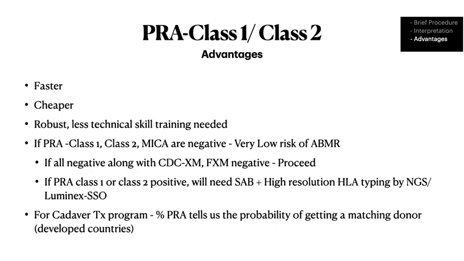So for cadaver transplant program, percentage PRA is required because it tells us the probability of getting a matching donor in future. And also in some countries they give a higher point system, so that these people have access to more number of donors, so they end up getting a transplant in a lifetime because they have antibodies against a whole lot of donors.